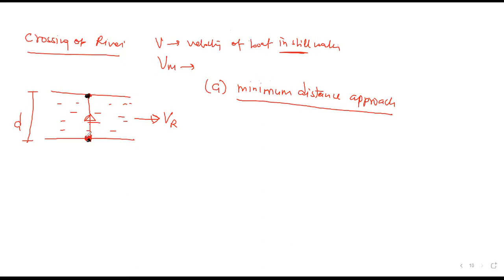So how should you travel? You should travel in this direction, at an angle toward this vertical. That's what will be your velocity V, the velocity of the man in still water, and that's what your river velocity VR is. Correct? These are the three velocities.